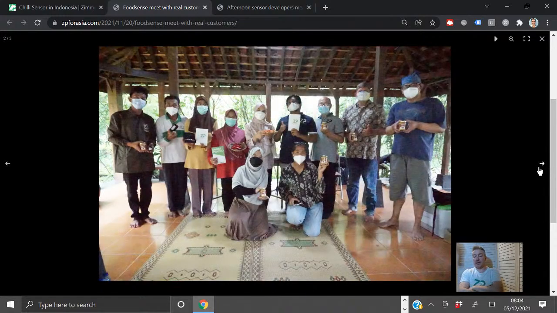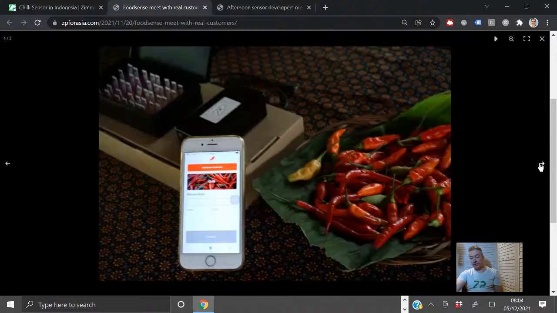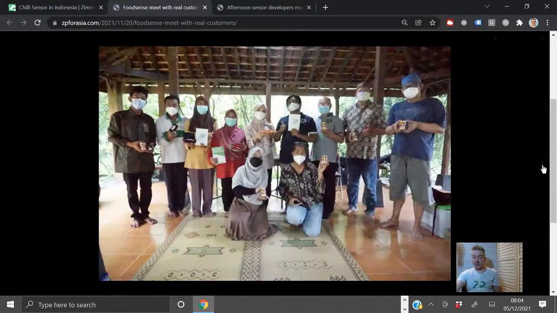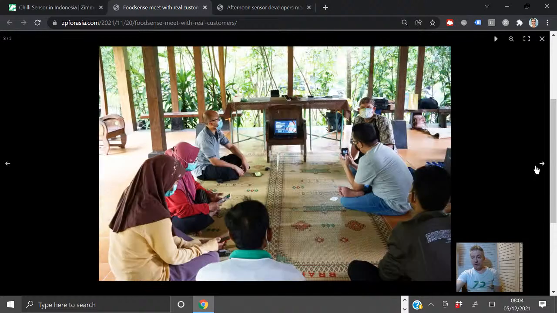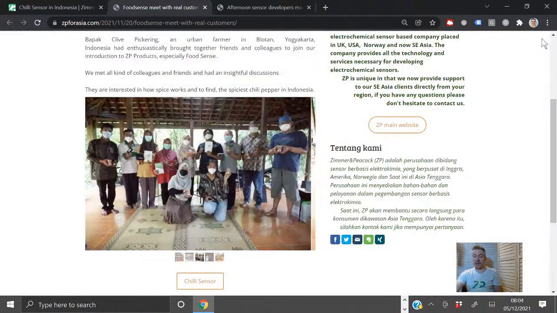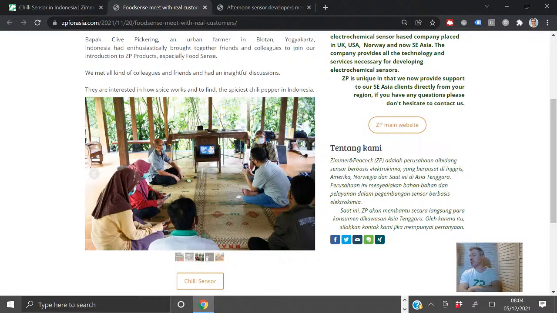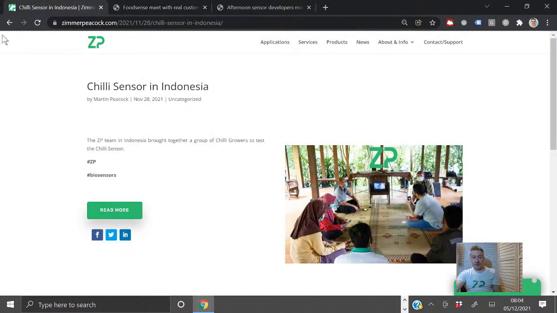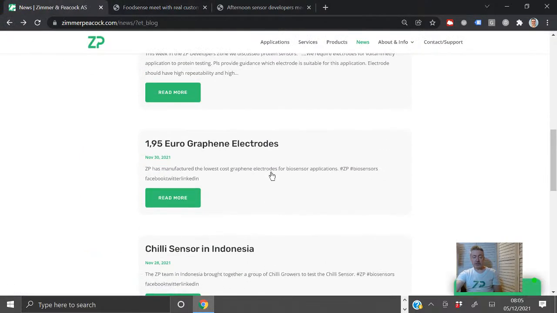What's very nice about Indonesia is you can always take a very beautiful picture there when you look at the pictures of the chili sensor next to all the chilies, and with the bright light in Indonesia, you end up taking some very beautiful pictures. So well done to the team again. Not only have they been going out to universities, but they've also been going out to chili farmers. So really good hard work from the team in Indonesia.